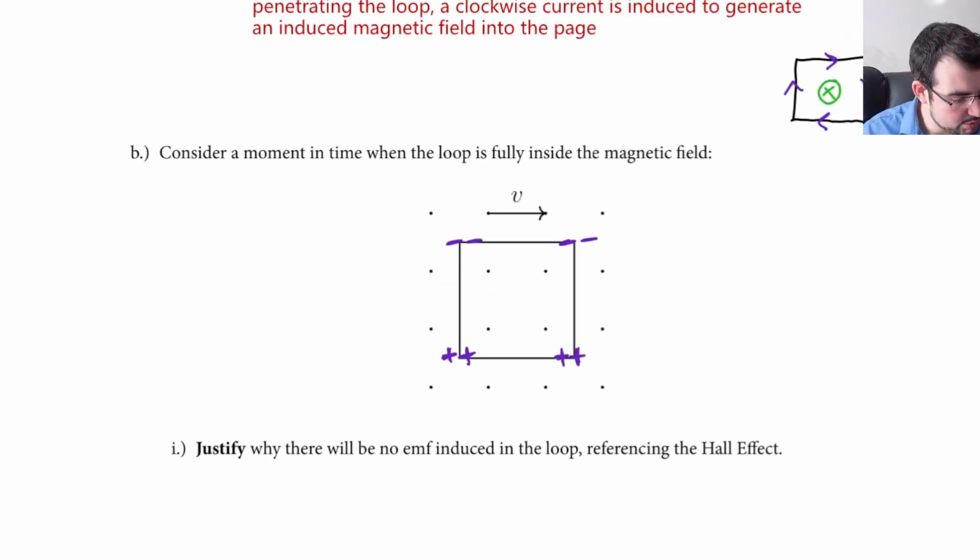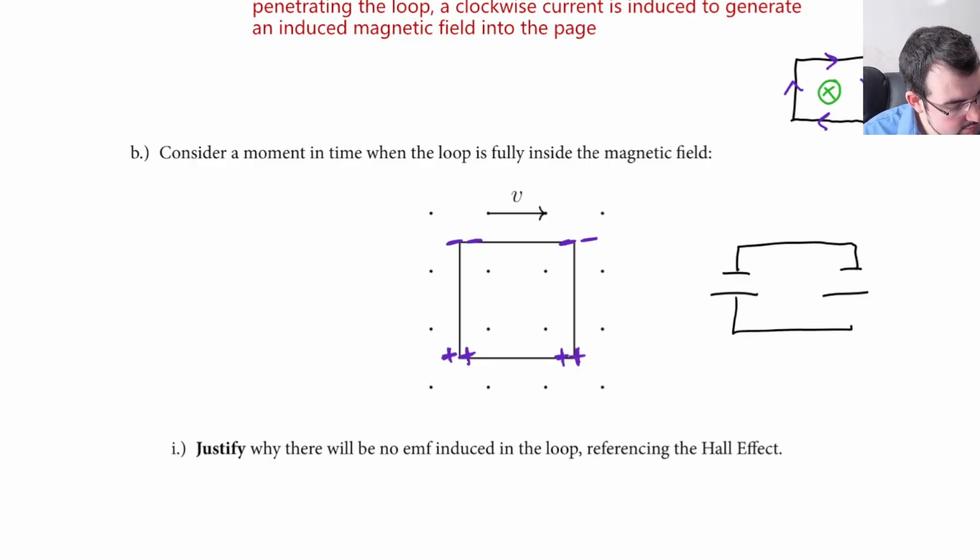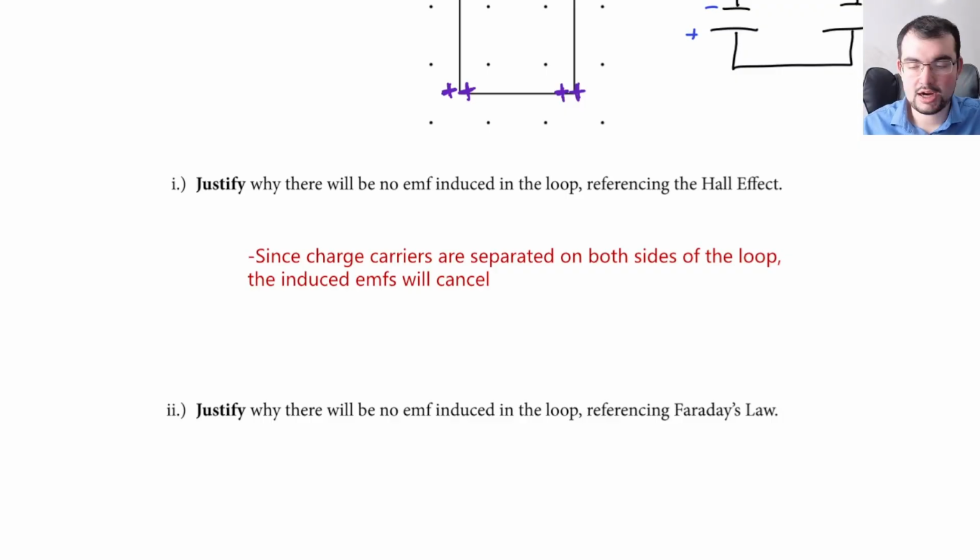Well, if we look at our new picture, we actually get like a double battery circuit where we'd get this. So what does this do? Nothing. The currents are going to fight each other. So if this battery outputs a current this way, this battery outputs a current this way, they're going to cancel. So we actually get canceling currents, or canceling EMFs in this case. Charge carriers are separated on both sides of the loop. Induced EMFs will therefore cancel.